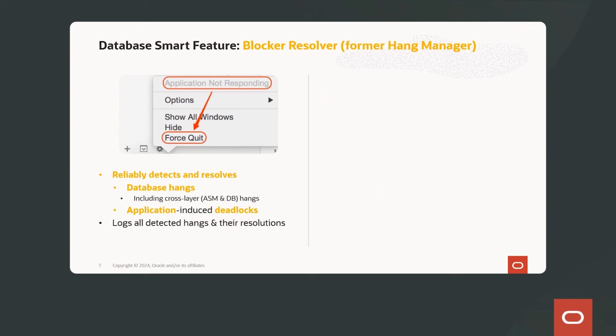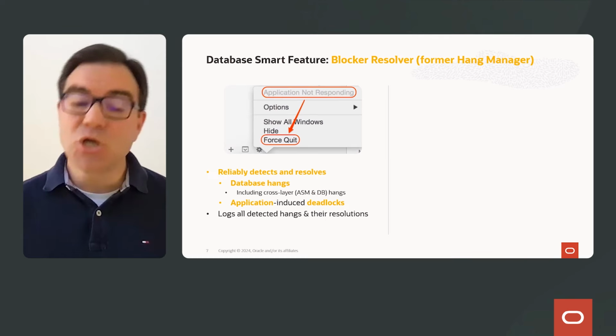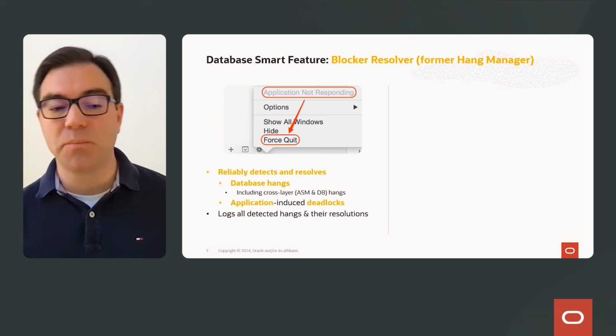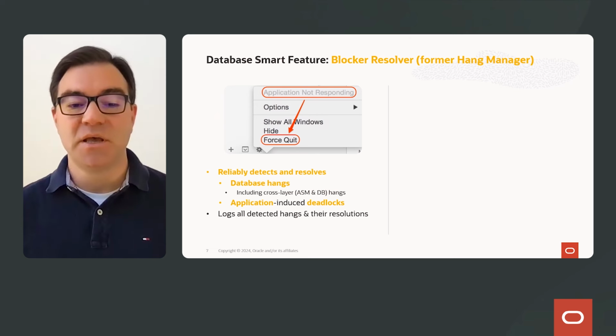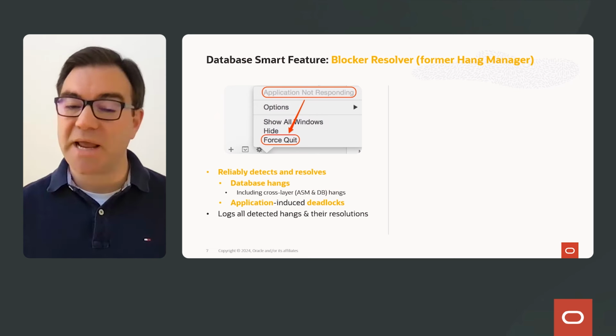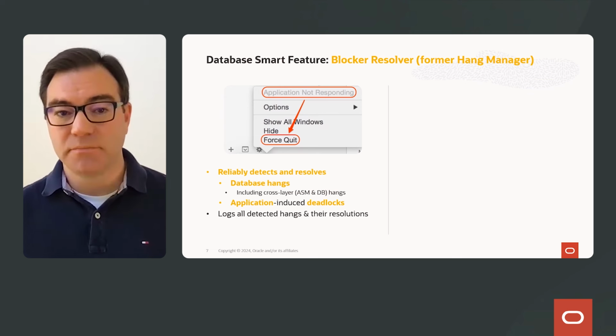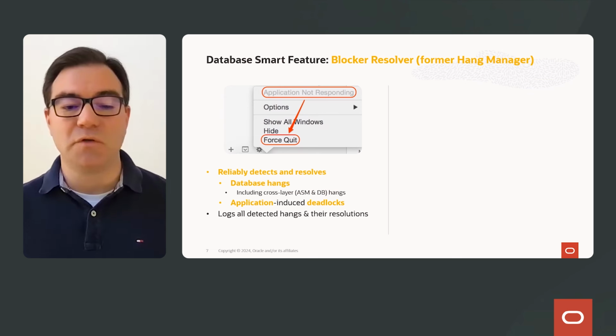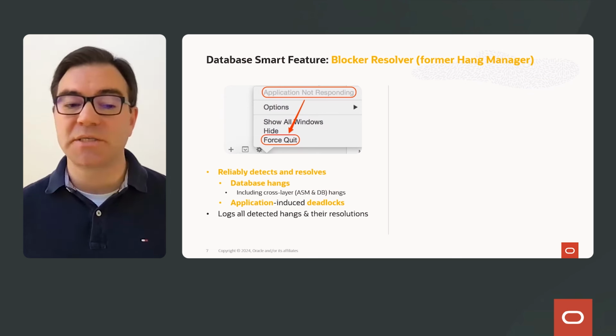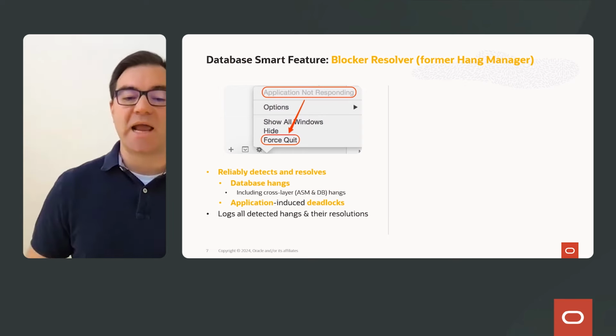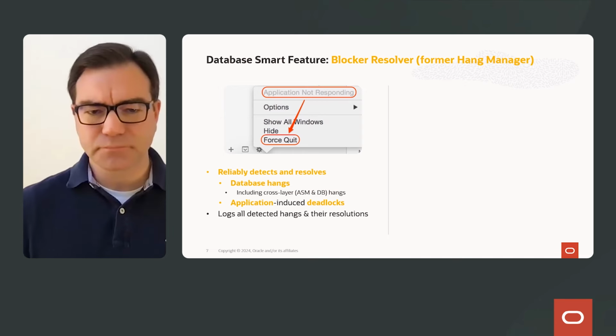And the Blocker Resolver is a poster child database smart feature because it automatically and reliably detects and resolves database hangs, including those database hangs occurring between layers, such as the automatic storage management, ASM, and the database layer. Blocker Resolver also resolves application-induced deadlocks, and it logs all detected hangs and their resolution.